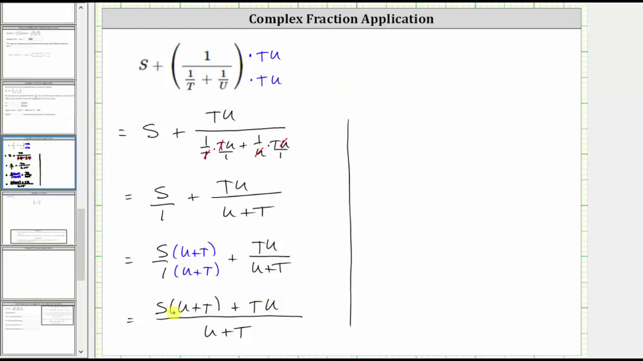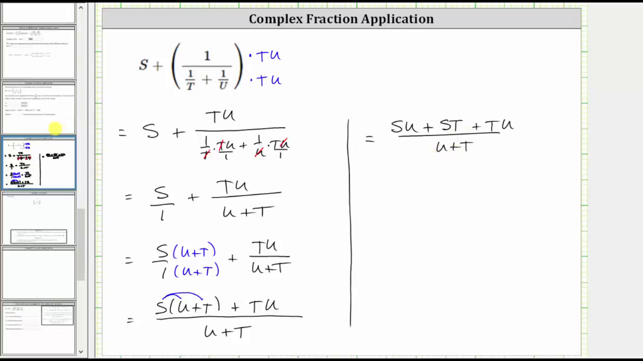Let's see if we can simplify the numerator by clearing the parentheses and combining like terms. So now we distribute the s, which gives us su plus st plus tu all over the quantity u plus t. So nothing is going to simplify here. This is the form of the resistance formula that the question is asking us for, where A is the numerator and B is the denominator.